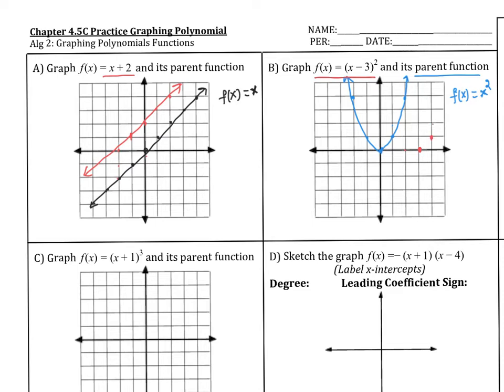Up 1, up 3, and on the other end, same thing. Up 1, up 3, and then you're going to get the graph that is (x - 3) squared.